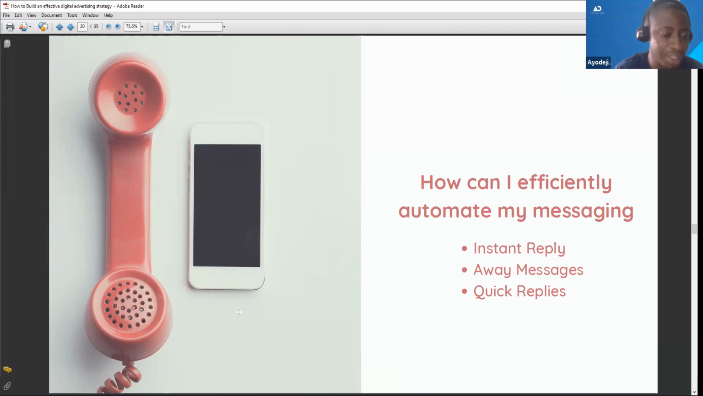Has anybody experienced this before? I've not seen anybody chatting in the chat. How many people here use WhatsApp Business and have set up their automatic responses? Oh, okay. I have. Okay, great.